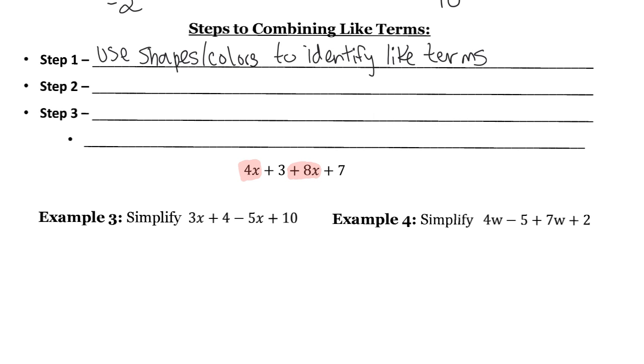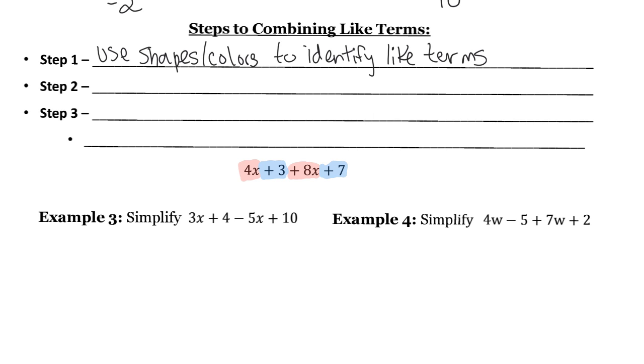Okay. And then I have this plus 3. And I want to figure out what the like term is with that. But I know 3 is a constant. It's just a number. Remember we said constants are just numbers. And constants are like terms. So something else that's just a number is plus 7. So then those are like terms.